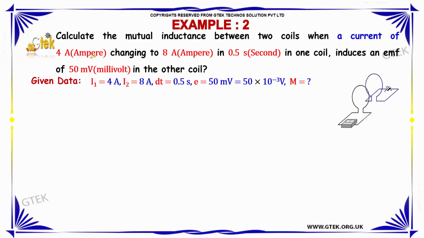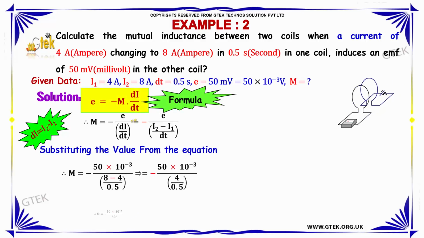So now let's look into the other problem. Calculate the mutual inductance between two coils when a current of 4 ampere changing to 8 ampere in 0.5 seconds in one coil induces an EMF of 50 millivolts in the other coil. So I1 is equal to 4 ampere, I2 is equal to 8 ampere, dt is equal to 0.5 seconds, E is equal to 50 millivolt, that's 50 into 10 power minus 3 volt. What is the value of mutual inductance M?